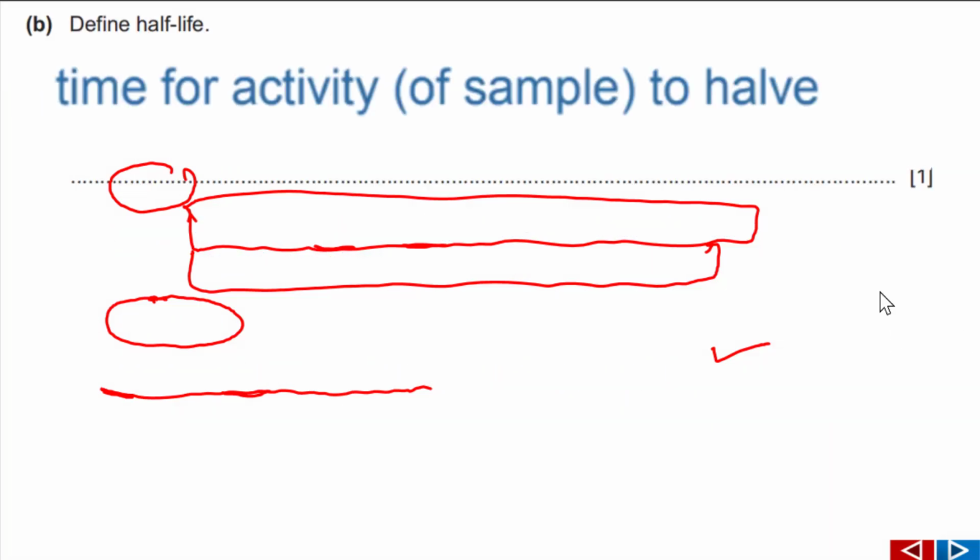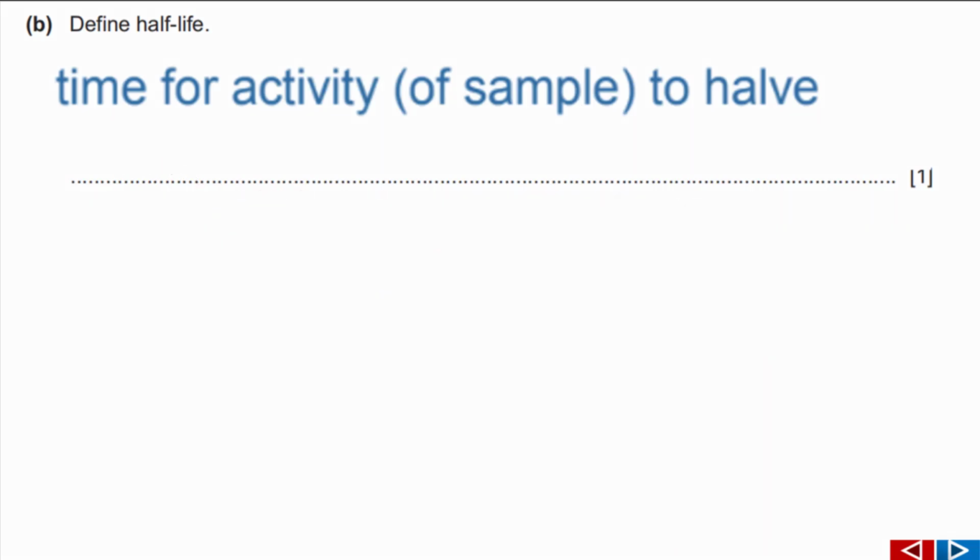Half-life. This is how you can define half-life. This question has only 1 mark, but the better way to define this one is average time taken. So you can say average time taken. This is very important: average time taken for the activity of a sample to become half.